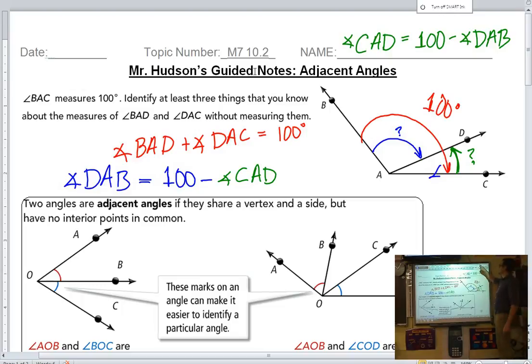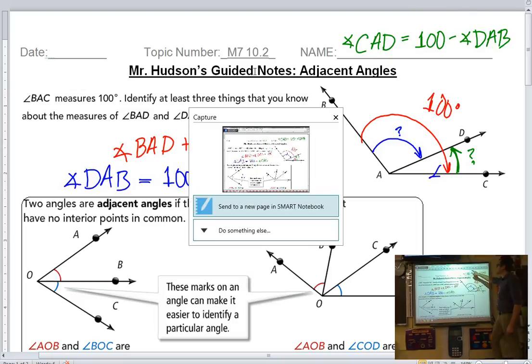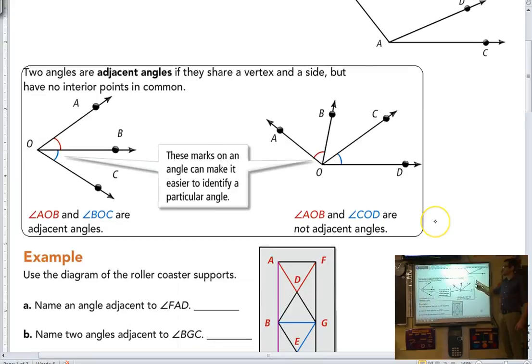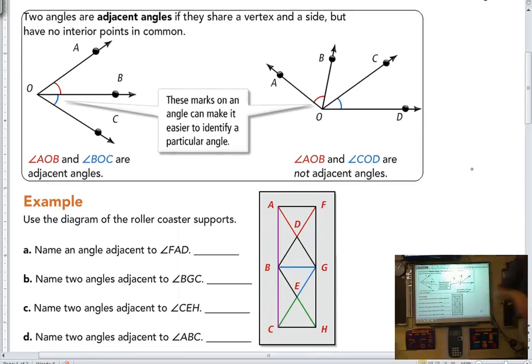So, adjacent angles make everything easier to work with. Because adjacent angles let me partner things up, and they let me figure things out based on those partnerships. Now, to be adjacent, and I want to go back to my start slide here, so give me your eyes real quick on the start slide, because this is something that I will readily admit I did not teach very well in the past.